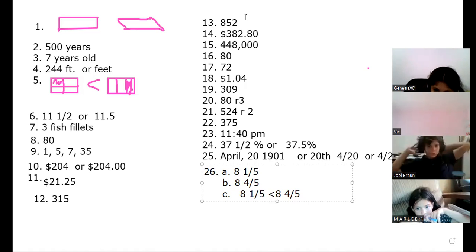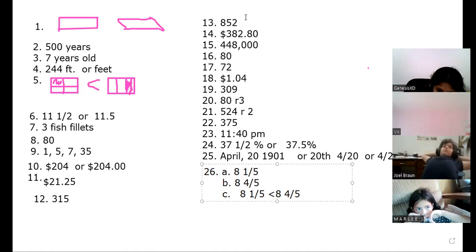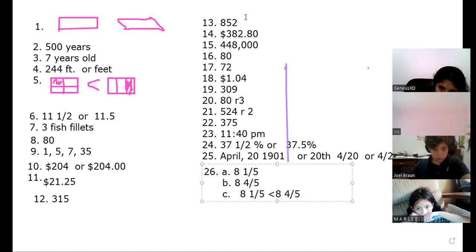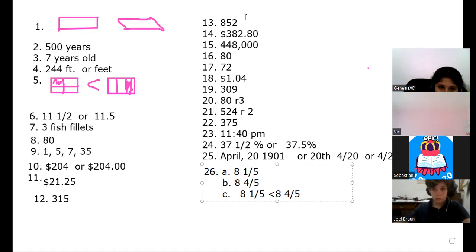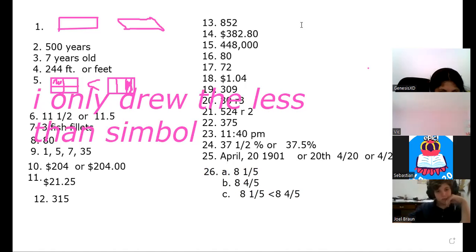Vic, you have a question? Miss, so like I put something a little different. I put 8.2 for A and 8.8 for B. No, it has to be this way. Because in A and B, it says what mixed number, and a mixed number means that it's a whole number and a fraction. Okay, so if you put a decimal point, then it's wrong because it asks for a mixed number. Did that answer your question, Genesis? No? No, you had to show your work.